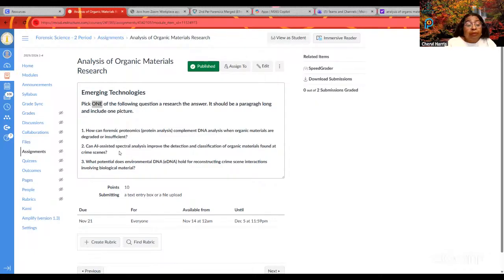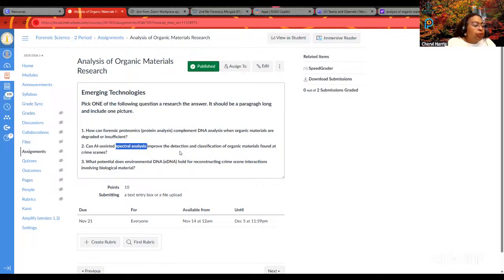But y'all have to watch that, because they're working on making that part of a no-can-do. All right, can AI assisted? So the thing you're looking at, you're going to look up spectral analysis, and then how it can help you with detection and classification of organic materials. There are different kinds of organic materials, and we're going to look at some chemicals.